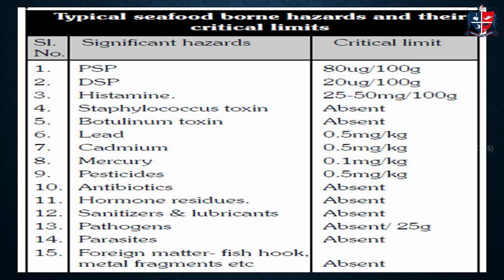In case of paralytic shellfish poisoning, the critical limit is 80 mg per 100 gram of the sample. In case of diuretic shellfish poisoning, it is 20 mg per 100 gram. Staphylococcus toxin should be absent. Botulinum toxin should be absent. Lead in case of cephalopods is 0.5 mg per kilogram. Cadmium 0.5 mg per kilogram. Mercury 0.1 mg per kilogram. Pesticides 0.5 mg per kilogram. Antibiotics, hormone residue, sanitizers and lubricants, pathogens should be absent. Parasites should be absent. Foreign matter, fish hook, metal fragments should be absent from the final finished product. So these are the critical limits as per the HACCP or hazard analysis and critical control point system.